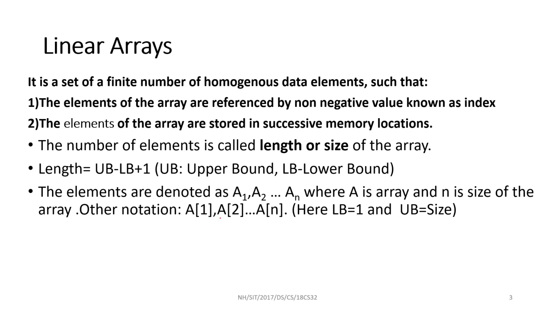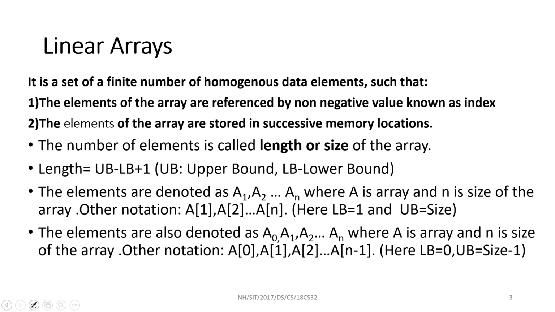So all the elements are A1, A2, A3 like that till An. If LB value is 0, instead of starting from 1, we will be starting from 0. In that case, array elements are referred in this way: A of 0, A of 1, A of 2, like that till A of n minus 1, because we started from 0. All these are the elements of the array. So these are the different ways in which array elements are referred.